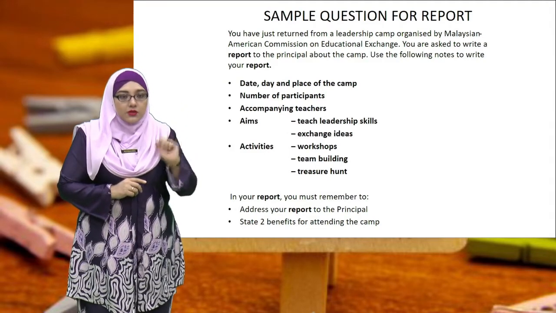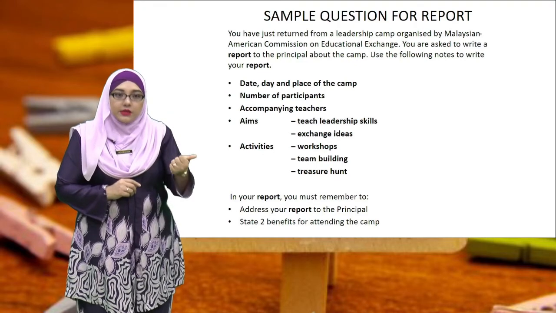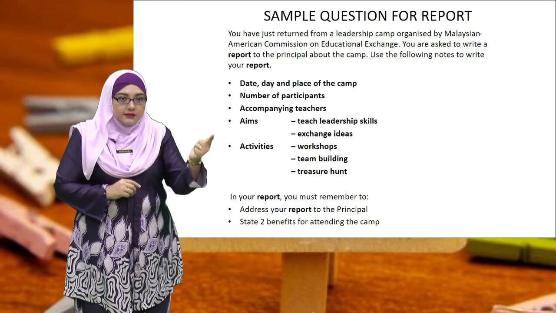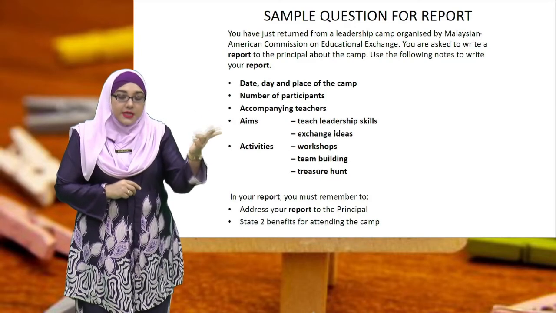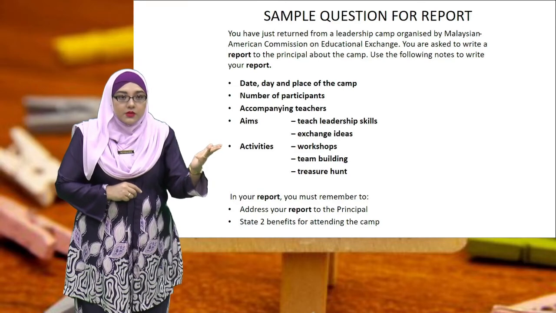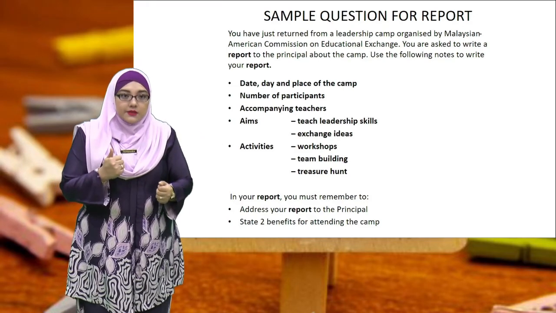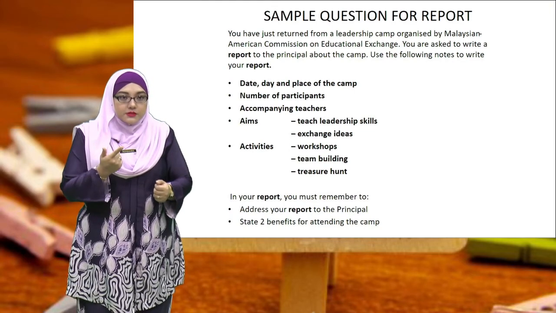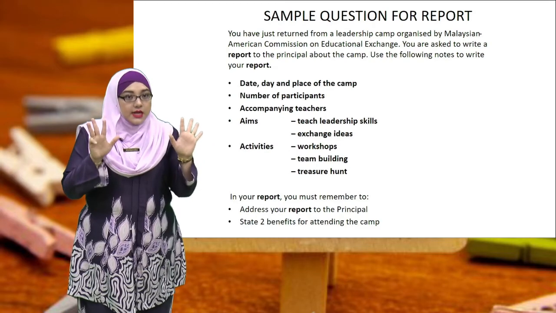So if you can count the content points, let's count together. Okay, date is content point number 1. Day, C2, so C short for content. Place of the camp, that is C3. Number of participants, C4. So the aims, there are 2, C5 and C6. Activities, there are 3, workshops, team building, and also treasure hunt. So only 9.